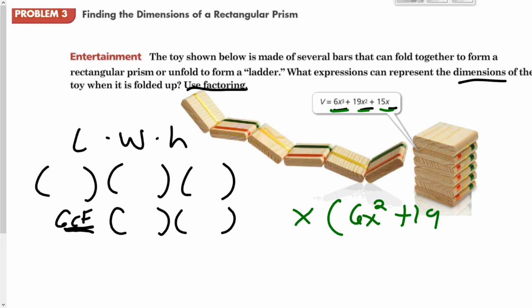X times what is x squared? Don't I need another x? And then x times what is x? Just 1, right? So I don't need any more x's on that last part because that x right here takes care of this x. Okay, now we can go ahead and do cab now, right?